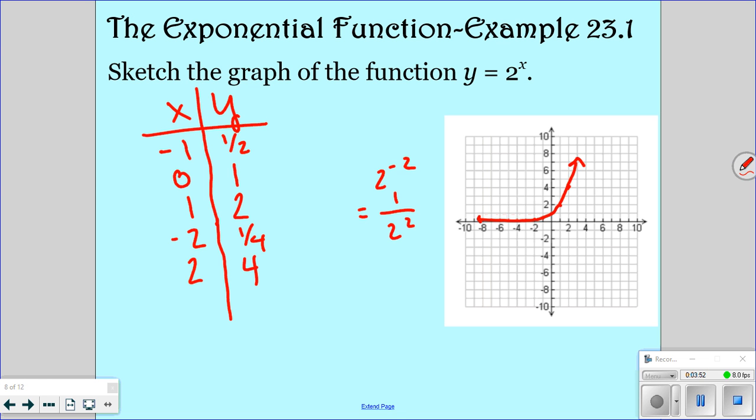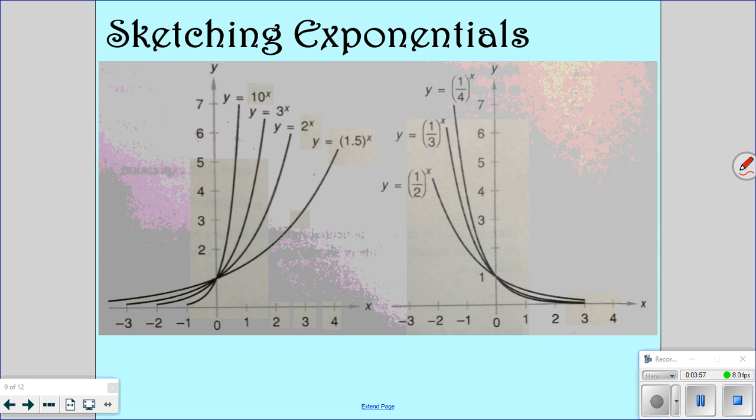You just pick numbers, plug them in, and plot your points, and then make your graph. So if you have numbers that are greater than 1 for your base, they're always going to be going up, and they're always going to go through this point (0, 1), because anything to the 0 is 1. So they're always going up like this. If the base is less than 1 but greater than 0, it's going to be going down, and it's still going to be going through the point (0, 1). So that's what your exponentials should look like, either going up or going down.